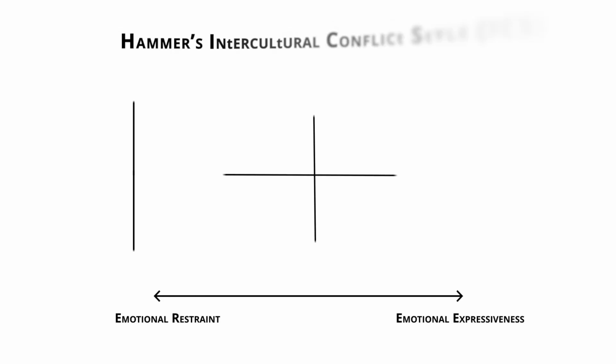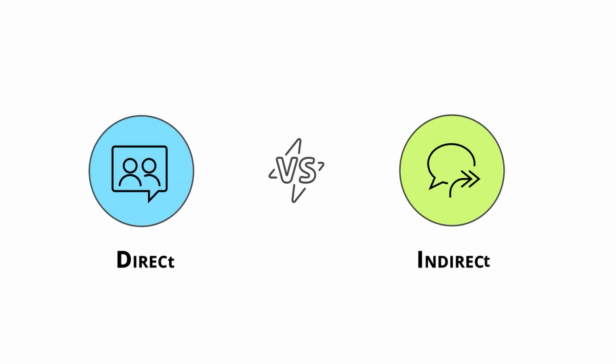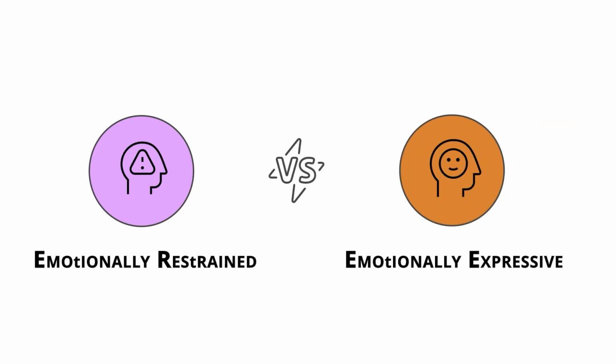The ICS model presented on the screen identifies four basic cross-cultural conflict resolution styles: discussion style, engagement style, accommodation style, and dynamic style. All these four categories fall under two broad cultural continuums: direct versus indirect, and emotionally restrained versus emotionally expressive. I will discuss them one by one.